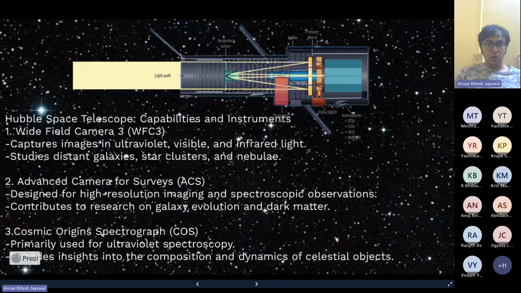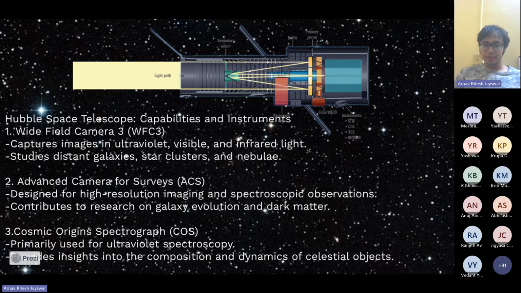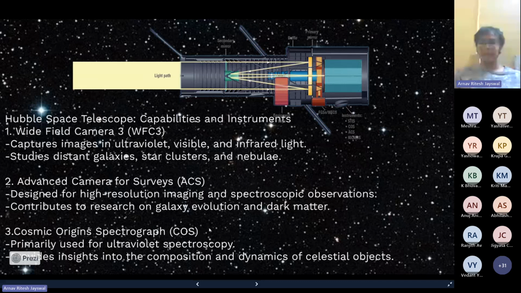And then there's also the Cosmic Origins Spectrograph, which is used for ultraviolet spectroscopy, which is basically spectroscopy in the UV range. And it also again provides insights into the composition and dynamics of celestial objects.